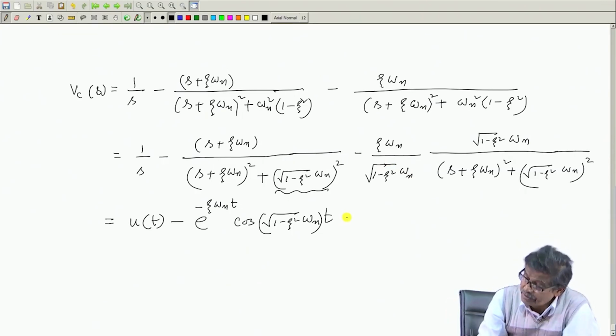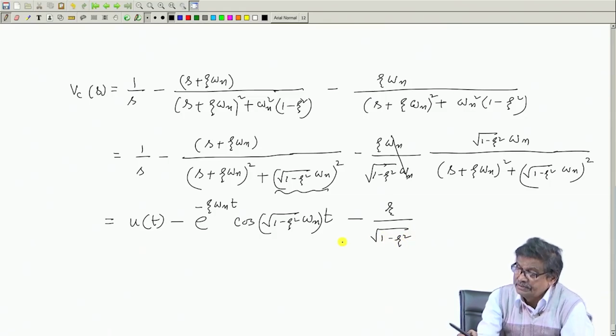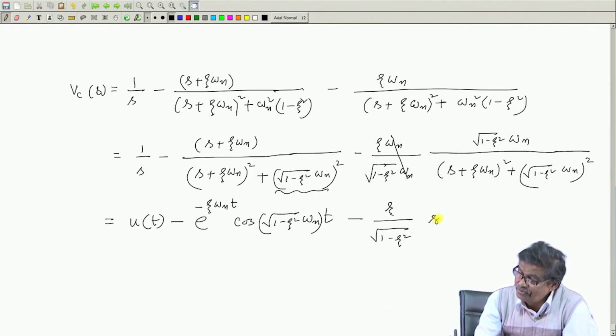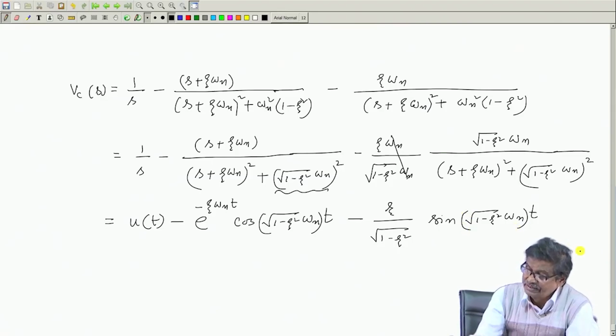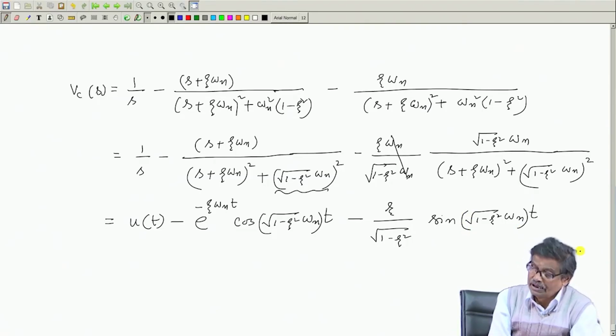Then this will be minus, this omega n goes, it will be zeta by root over 1 minus zeta square into sin of root over 1 minus zeta square into omega n into t. This is the frequency in which it will happen.